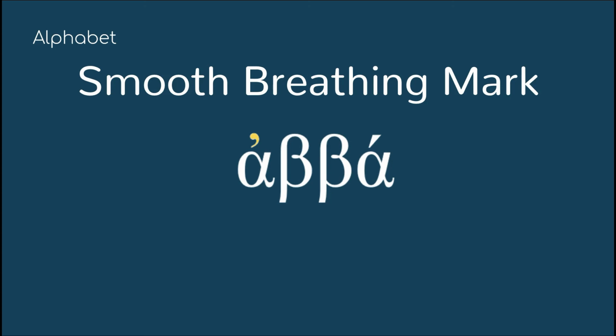Finally, we have the smooth breathing mark, which looks like the highlighted apostrophe on the first alpha. Whenever vowels begin a word in Greek, they will be marked with either a smooth breathing mark or a rough breathing mark, which you'll learn later. The smooth breathing mark just tells you that the vowel should be pronounced first without any preceding sound. In other words, it should be pronounced smoothly.